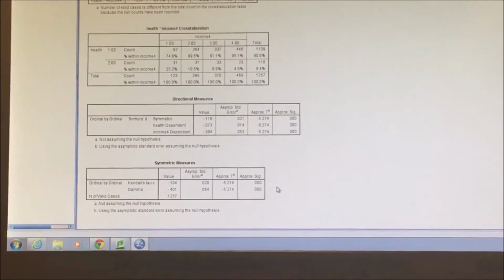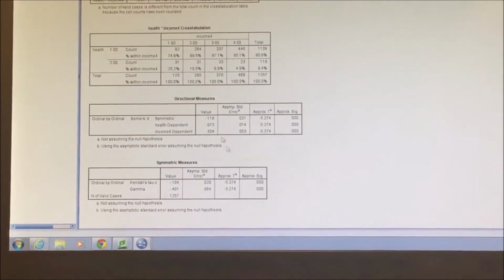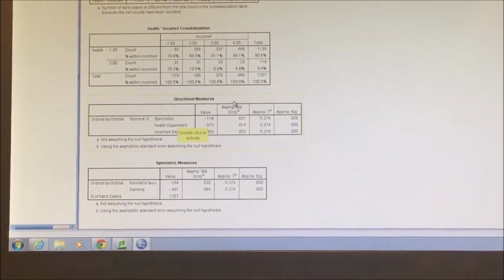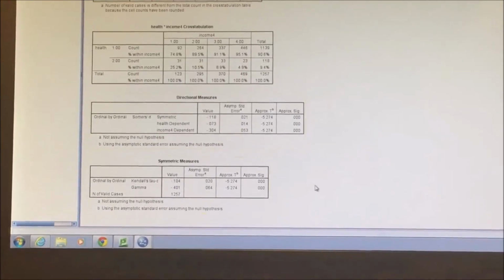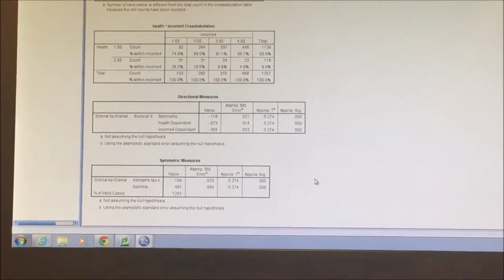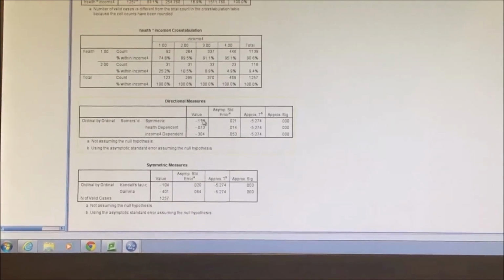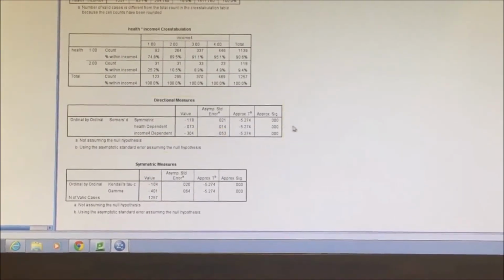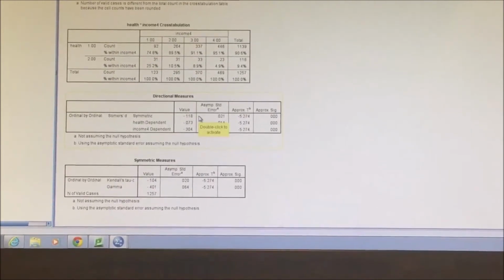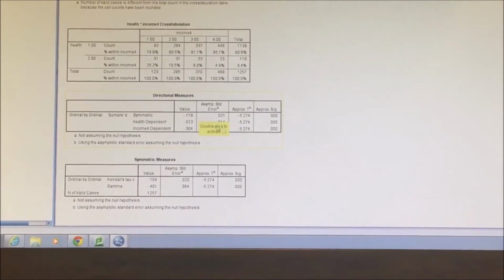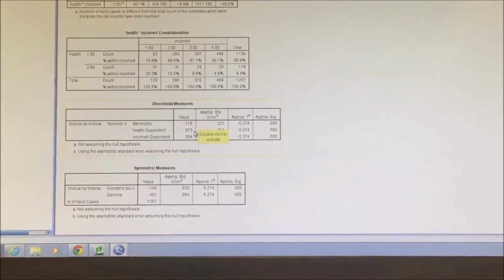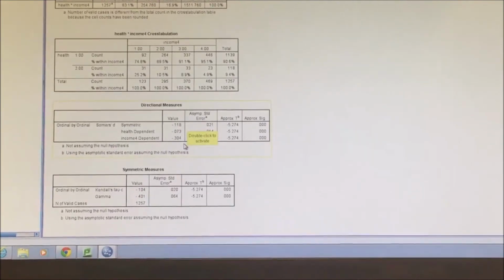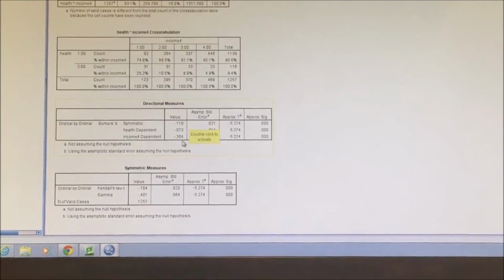The value is much lower than gamma, as well as Somers' D reported in the directional measures output box. There are 3 values for Somers' D. Now, let's look at the symmetric version of Somers' D, which is negative 0.118. This is a type of average of the 2 asymmetrical directional versions of Somers' D. DYX, where health is dependent, is negative 0.073, and DXY, where income 4 is dependent, is negative 0.304.